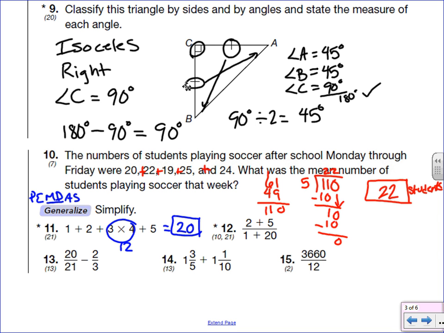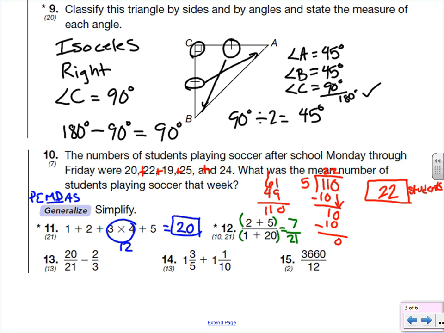Number 12, when you have things written in fraction form with operations between them, it's like you have parentheses around the top and then around the bottom separately. So we do those things before we do anything. So we do 2 plus 5 on the top, which is 7. And then we do 1 plus 20 on the bottom, which is 21.